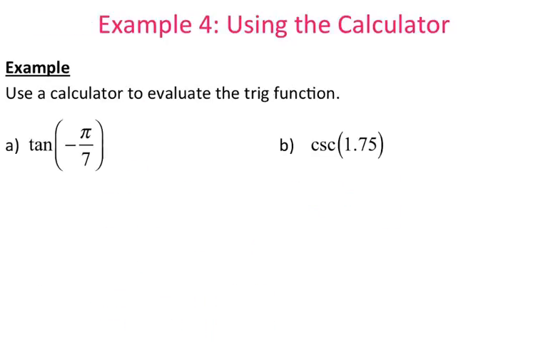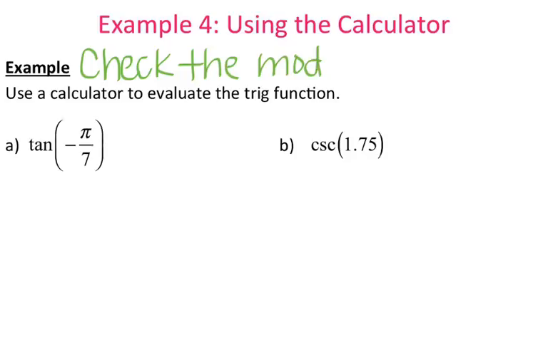Okay, the last thing we're looking at is just plugging stuff into the calculator. So when you're plugging stuff into the calculator, you do need to double check your mode. So let's make a note. Check the mode. Because sometimes your angles will be in degrees, sometimes they will be in radians. So whenever you see a pi, it's going to be in radians, also because you don't have a degree symbol. So that negative pi over 7 is in radians. And that 1.75 is also in radians because you don't have a degree symbol. So I'm going to hit mode on my calculator, and I want to make sure the word radian is highlighted since I need to calculate these in radians.